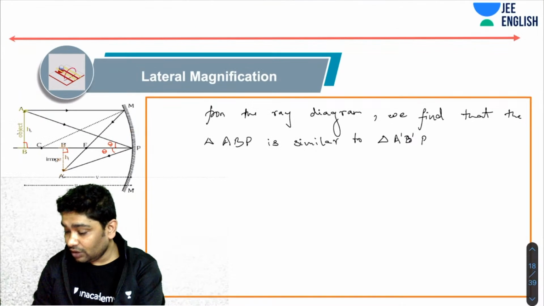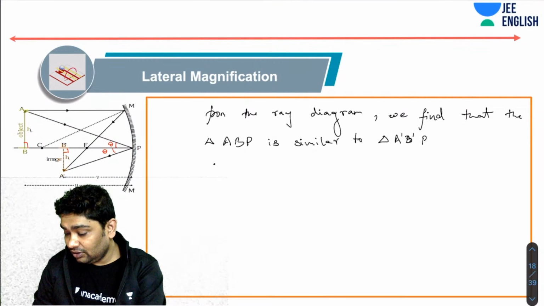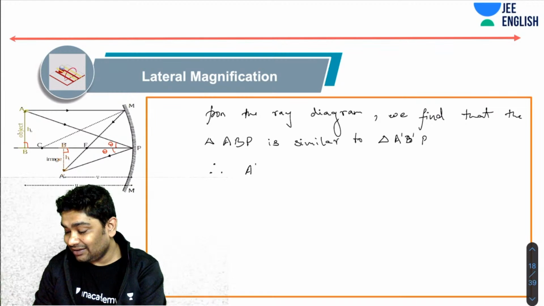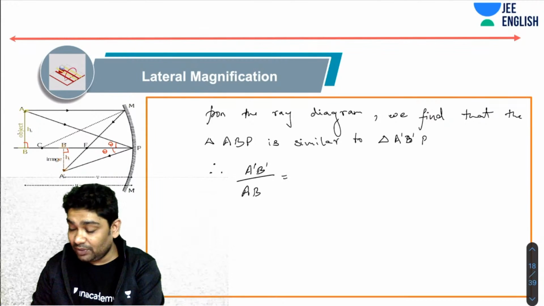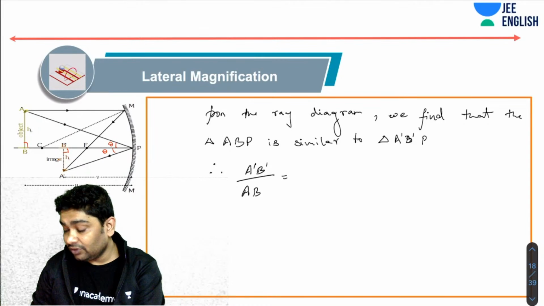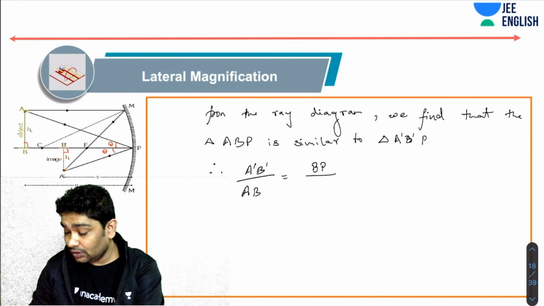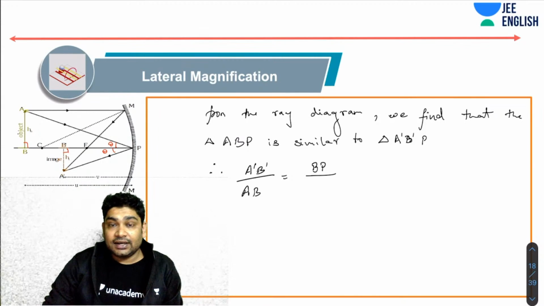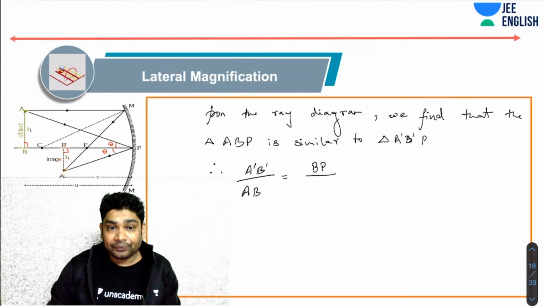Therefore A dash B dash over AB would be equal to B dash P over BP. Okay, so that is the relationship that you have.